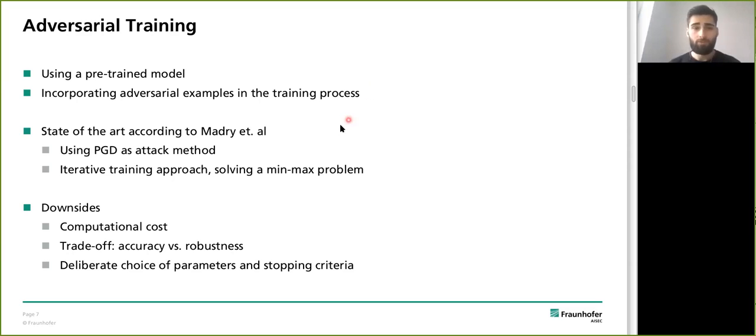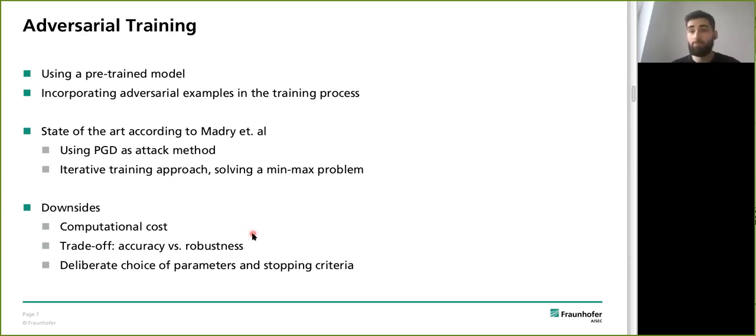And according to Madry et al., the state-of-the-art approach for adversarial training uses PGD as the attack generator, and the training should be iterative. For one epoch, you generate adversarial examples and train your model, and then you again recraft adversarial examples for the next epoch to retrain your neural network to make it more robust. The downsides of this approach are the computational costs.